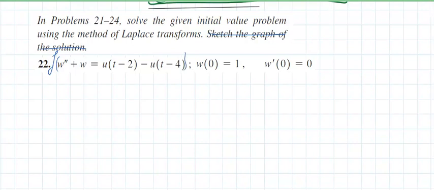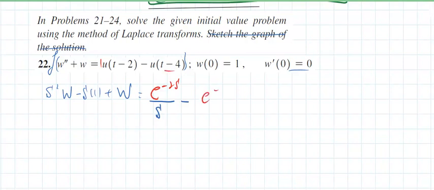And this would be s squared W minus s times W of 0, which is 1, or W'(0), which is 1, but that's 0, so that's it, plus when I get to capital W here I get again e to the negative 2s, and there's a 1 in front of this, so the Laplace of that is 1 over s, minus, to take care of this shift, e to the negative 4s, there's a 1 in front of it, 1 over s as well.